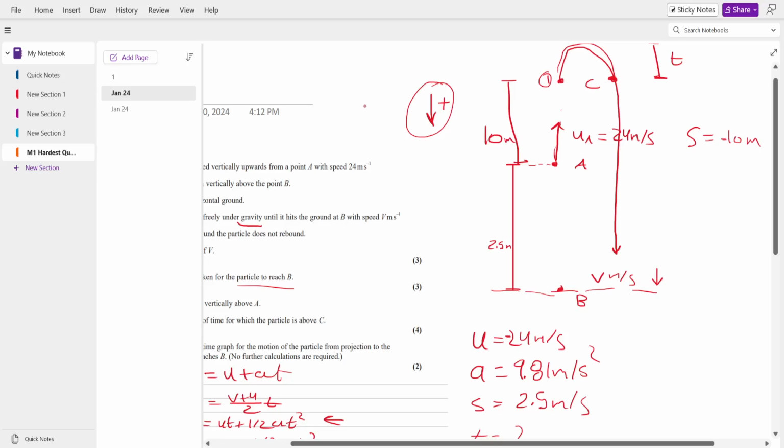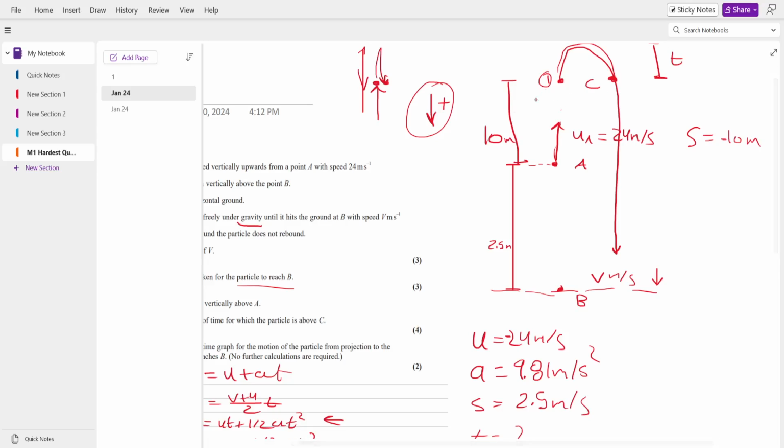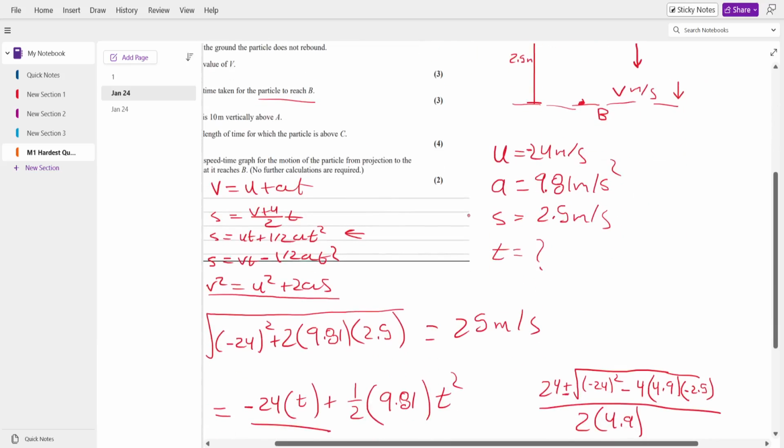This is not a projectile, this is moving up and then falling down. So if this is C, the first time it reaches C is going up, and then it goes up and comes down again, and it will reach C again. So basically, what I'm trying to say is that it will have a displacement of negative 10 meters at 2 different times. If I get those 2 times, I can subtract them from one another to know how long the particle was above C. So let's try and do that.